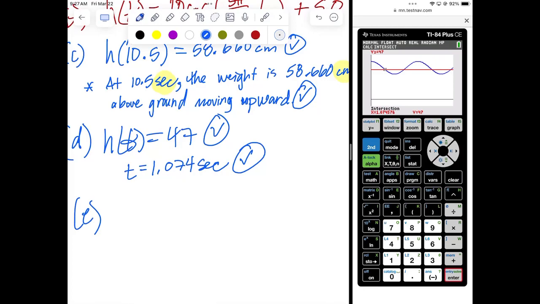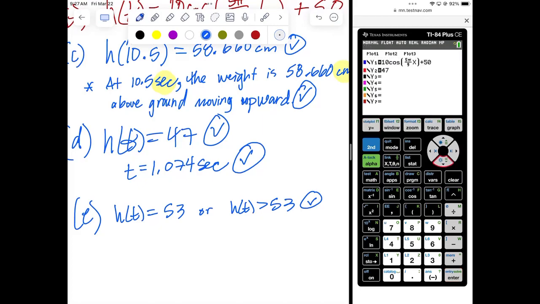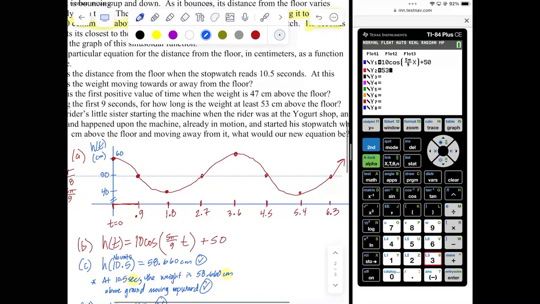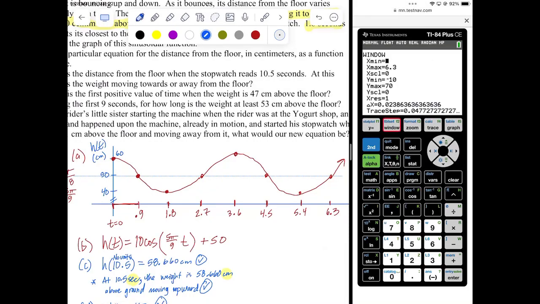So kind of like what we did yesterday. So I'll accept this. Either h of t equals 53, or what's really happening is h of t is greater than 53. Well, either one of those I'm fine with. Okay, so now we go back to y equals, instead of 47, we do 53. Now, because it tells us during the first 9 seconds, I am going to go to my window, and I'm going to change my x max to, guess what? I'm not going to change it to 10, actually. I'm going to change it to 9. I'm going to go straight from 0 to 9. I want to see only the situation on the screen that we're talking about.